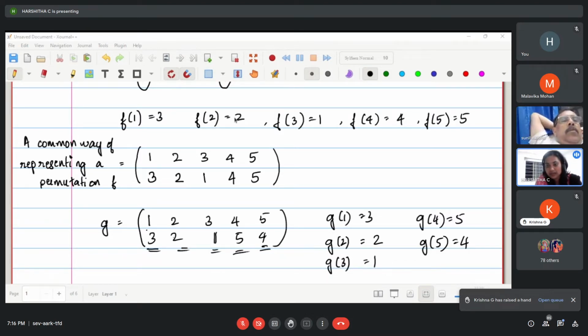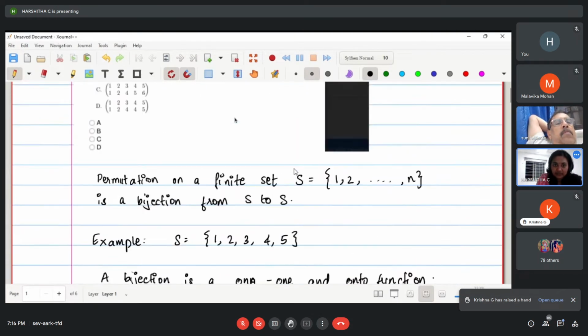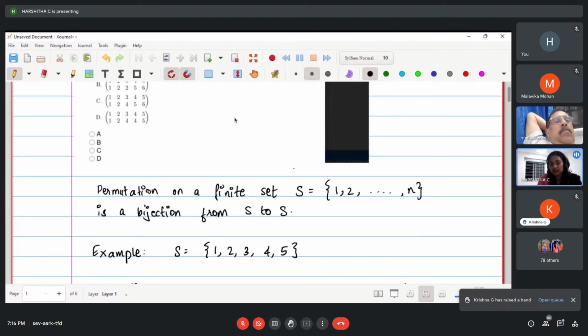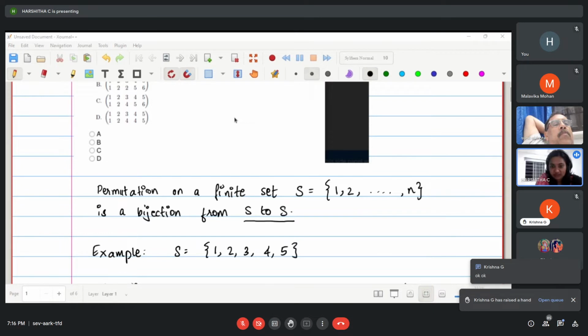But in the codomain, there may be no... When we say a permutation, we have a finite set S. So the definition is you have a finite set S and we're looking at bijections from S to S. So it's not bijections from some... yeah. Okay.